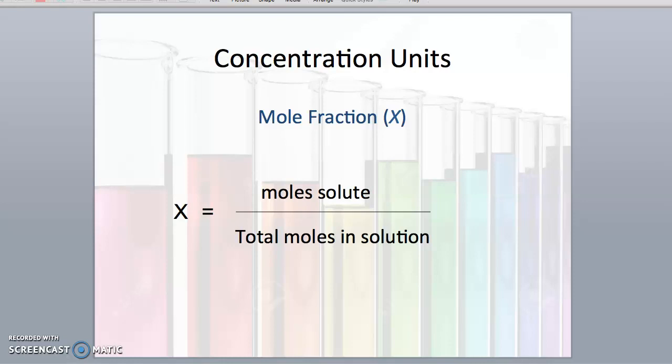Next up is mole fraction. So this is a fraction, and it's based on moles. Again, we're going to have moles of the solute in the numerator and total moles in the solution in the denominator, and it's just that fraction. We typically divide the fraction and get a decimal for the mole fraction.